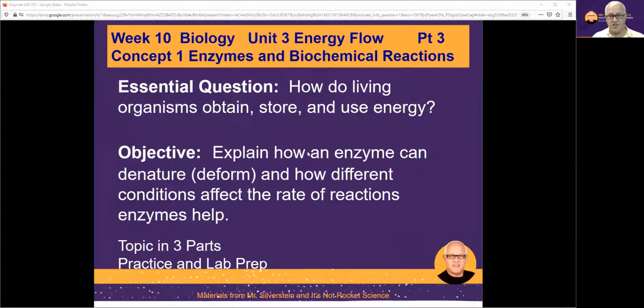So we go back to our essential question: how do living organisms obtain, store, and use energy? Now, we haven't gotten to the energy part yet. We're still working on how the enzymes help those reactions get started. But our objective today, and in this lesson, is for you to be able to explain how an enzyme can denature or deform, and how different conditions affect the rate of reactions and enzymes help.